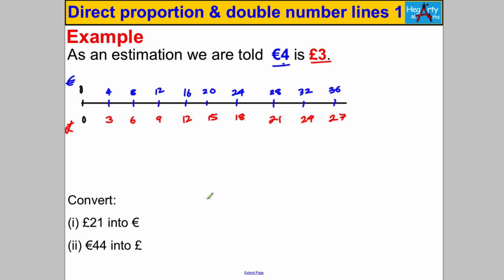Now, from that double number line, we can convert £21 into euros. Let's label £21. We'll do pounds here, £21. There you go, £21. The answer is €28. Simple as that. So €28 done.